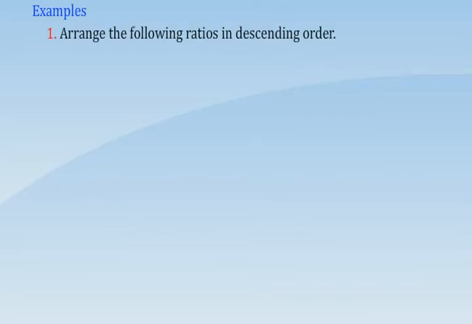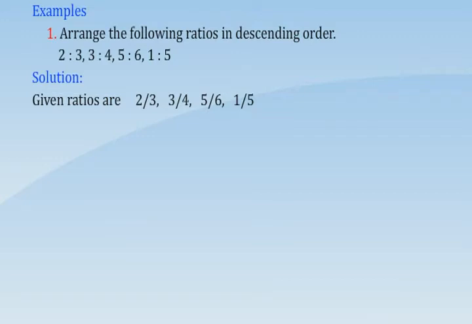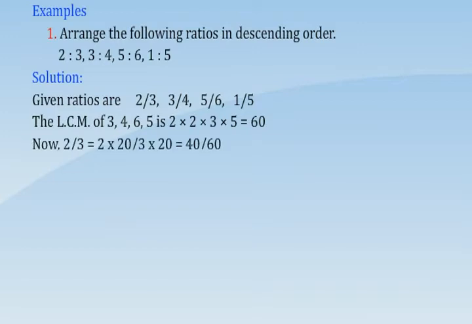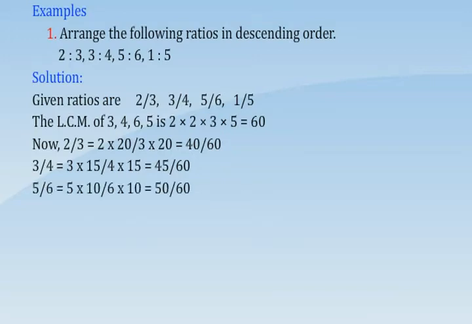Examples. Arrange the following ratios in descending order: 2:3, 3:4, 5:6, 1:5. Solution. Given ratios are 2/3, 3/4, 5/6, 1/5. The LCM of 3, 4, 6, 5 is 2 times 2 times 3 times 5, which is equal to 60. Now, 2/3 is equal to 2 times 20 by 3 times 20, which is equal to 40/60. 3/4 is equal to 3 times 15 by 4 times 15, which is equal to 45/60.